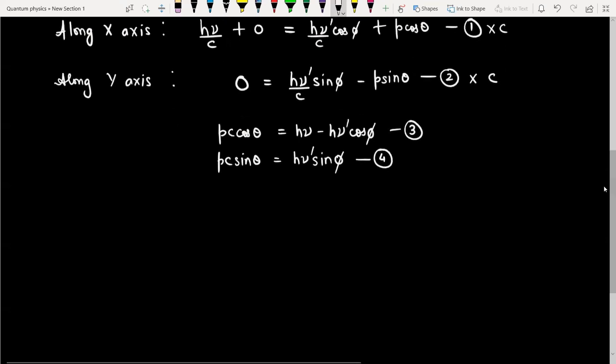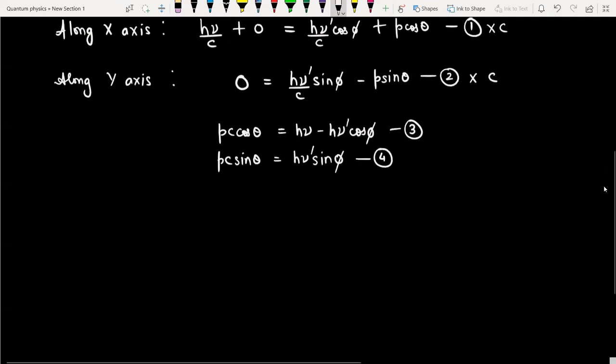Now what we do is, you see that we have pc cos theta, we have pc sine theta. You must have understood that we are going to square these terms and then add these terms. So what we are doing is, we are squaring equation number 3 and then squaring equation number 4 and adding this particular equation.